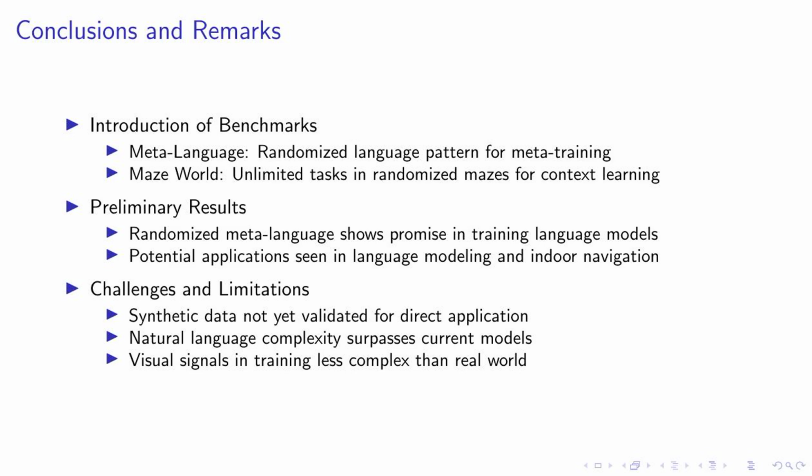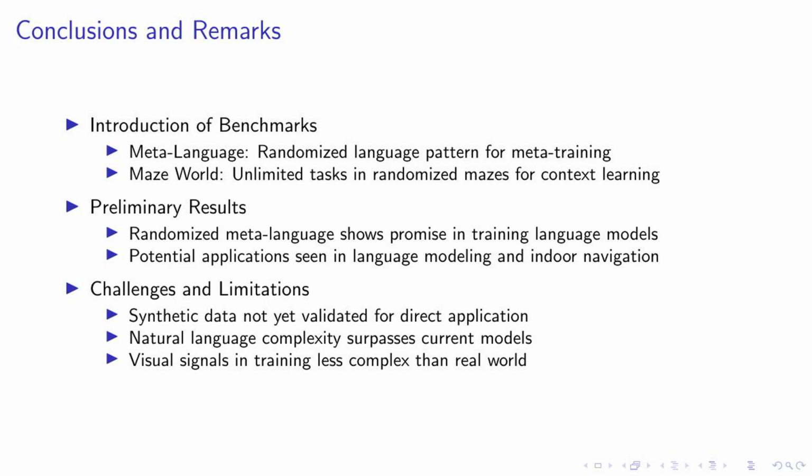The second, maze world, generates an unlimited number of tasks within randomized mazes. This unique approach allows the model to learn exploration and navigation solely through context. Our preliminary results are encouraging. The randomized meta-language shows promise in training language models. We've also seen potential applications in areas such as language modeling and indoor navigation. However, it's important to note that the synthetic data generated by these benchmarks have not yet been validated for direct application.